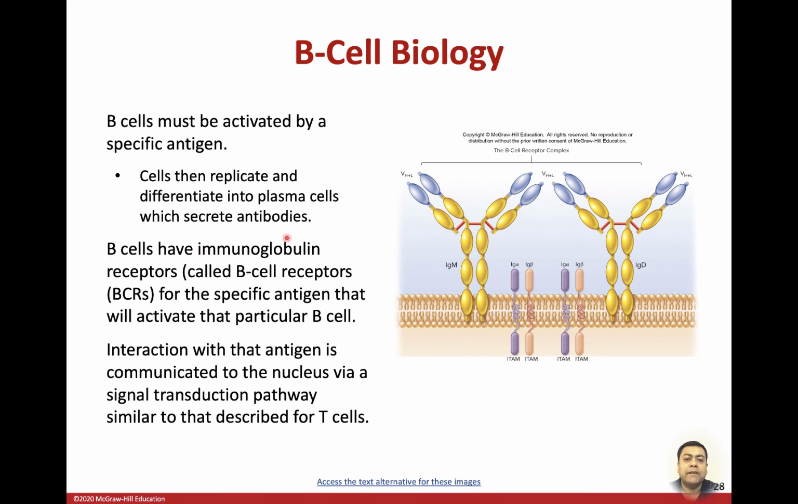The B cells have immunoglobulin receptors called the B cell receptor for a specific antigen that will activate the particular B cells. An interaction with an antigen is communicated to the nucleus via a signal transduction pathway, similar to that described for the T cells, which will be regulated by these ITAMs or the CD3 co-receptors. But one of the important things to remember is that what we are looking at is a B cell receptor complex, and this is an immunoglobulin M-type molecule in its monomer.